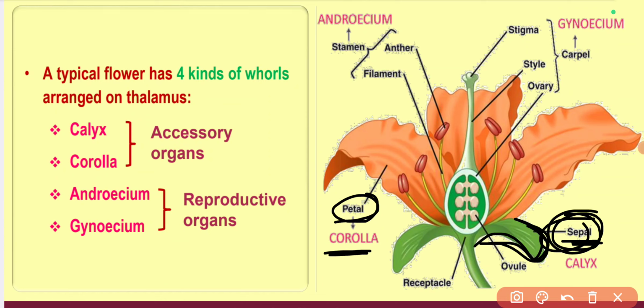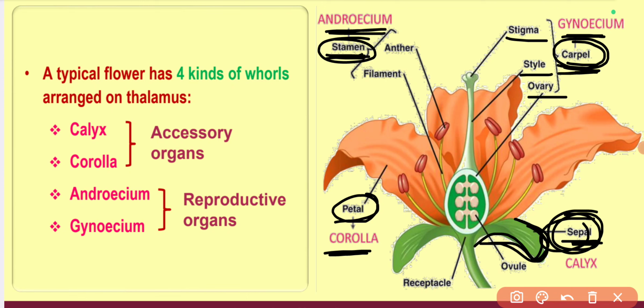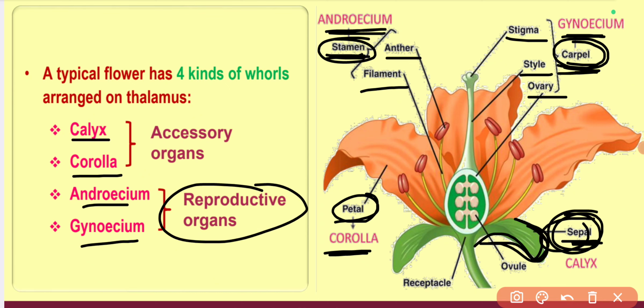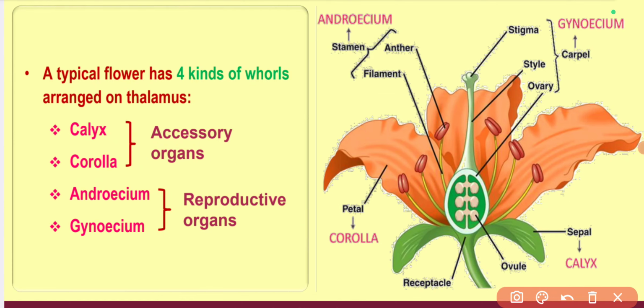Androecium: stamen, you are familiar with it. The male reproductive organ of the flower is called stamen, and a group of stamens is called androecium. Carpel or pistil is the female reproductive organ, and a group of carpels is called gynoecium. It has 3 portions: style, stigma, ovary, and the stamen has 2 portions: anther and filament. So androecium and gynoecium are the reproductive organs, while calyx and corolla are the accessory organs. So a flower has 4 kinds of whorls on the thalamus.